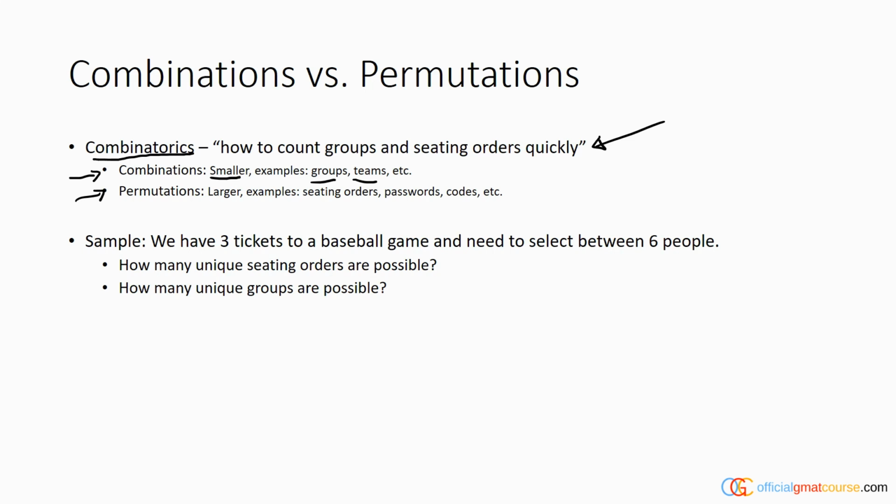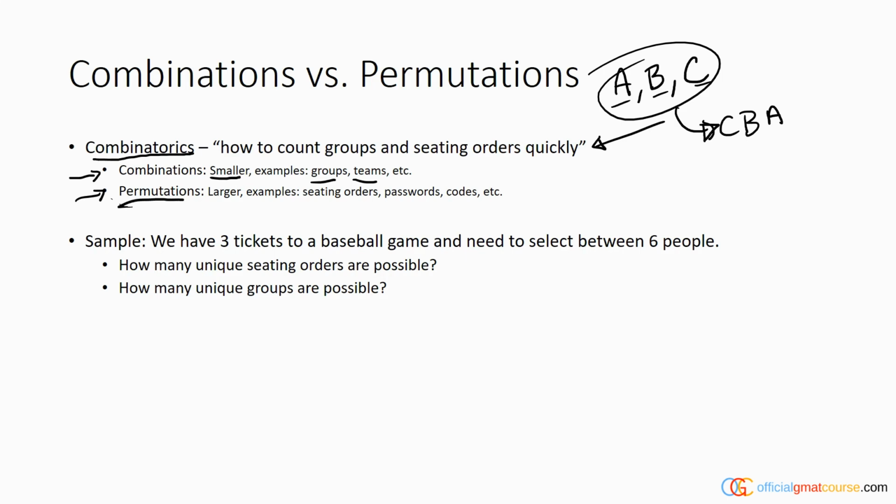So if I had three people, say their names are A, B, and C, and I asked how many groups of three can be made from these three people, we would say there's only one group of three. I don't care if you write A, B, C or C, B, A, it's the same group of three people. The group hasn't changed. But a permutation would count each of these orderings as different. So that would be two different permutations or ordered sets there.